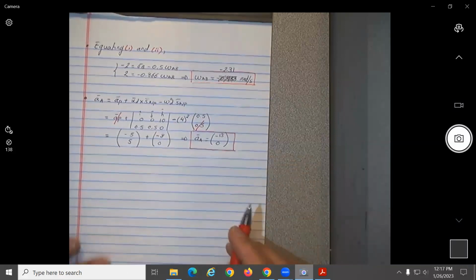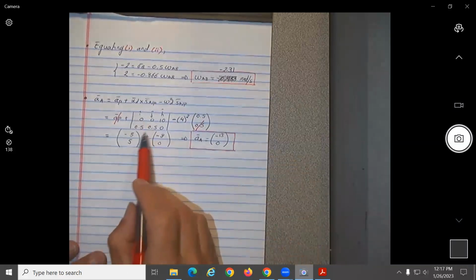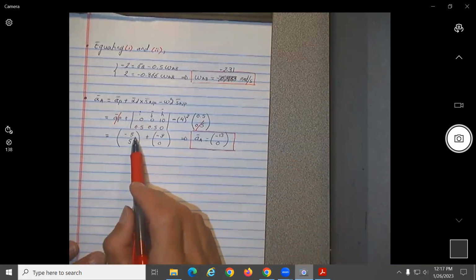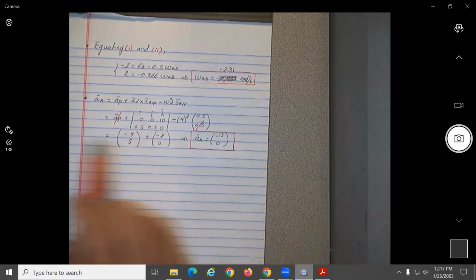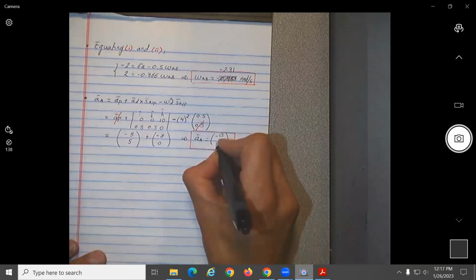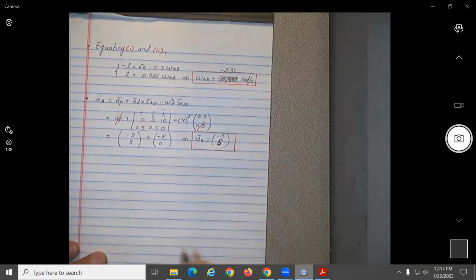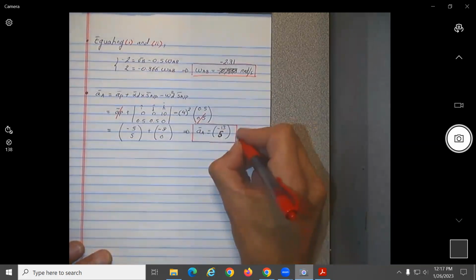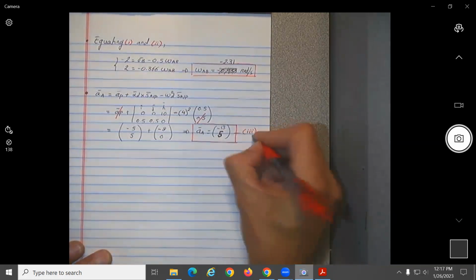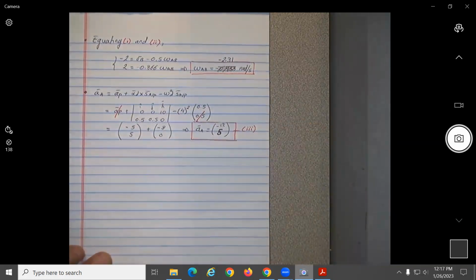Did I make a mistake here? Let's see. The first one is the one which is going to change sign. So it's minus 5. Oh, sorry, negative 13, 5. See, I'm going too fast. Absolutely right. Thank you. 1, 2, 3. Negative 13, 5.